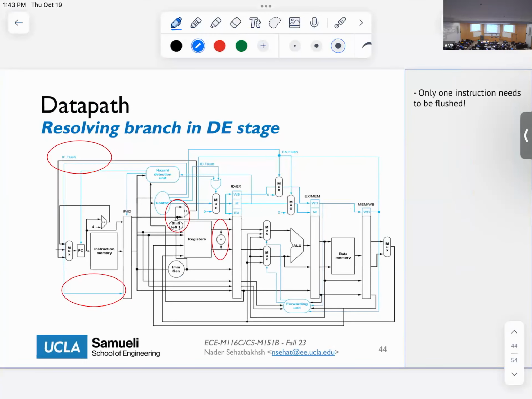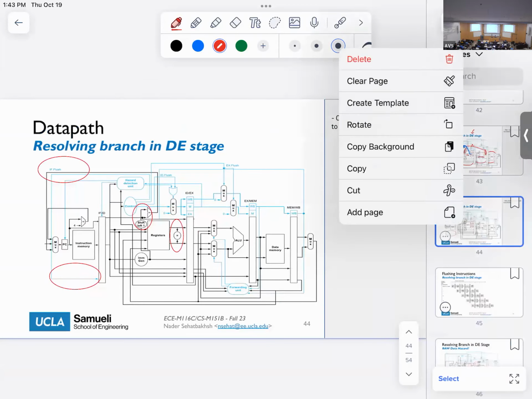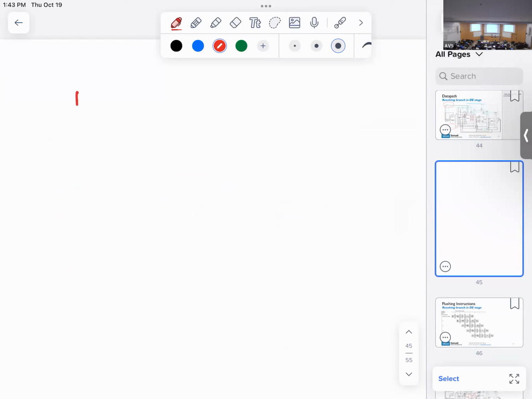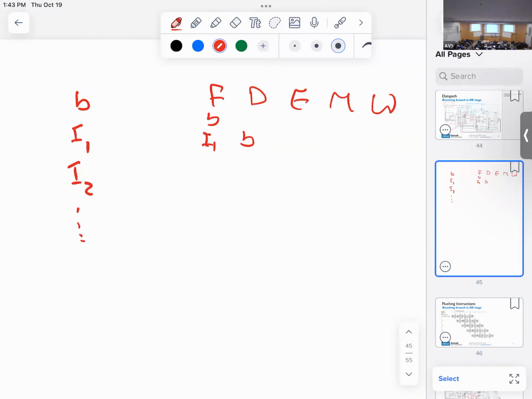So now with this, what we really need to do is, if I know that my instruction is resolved in the code, so going back to the examples that I gave you, let's revisit that example. So I had branch, I had I1, I2, and so on and so forth, right? So if I do fetch, decode, execution, memory, write back, now I have branch here. Next cycle, the branch goes here, and I1 comes here, right? So now at the end of this cycle, I know that the branch has been resolved, right? And the branch is taken.